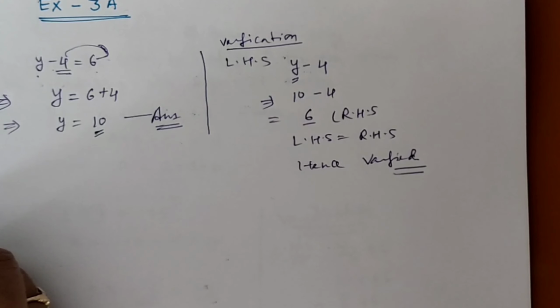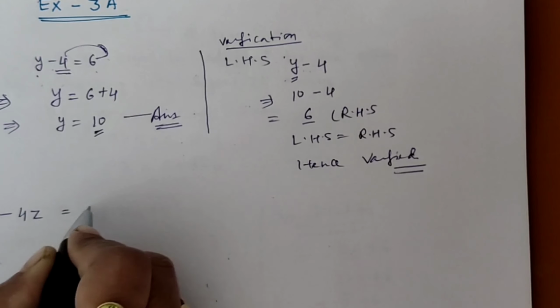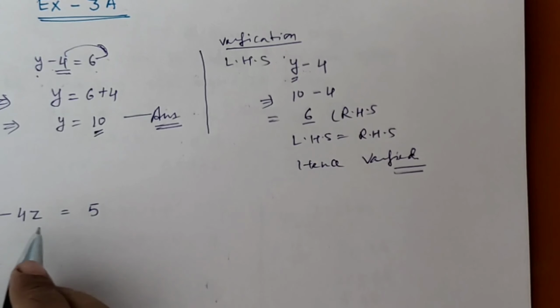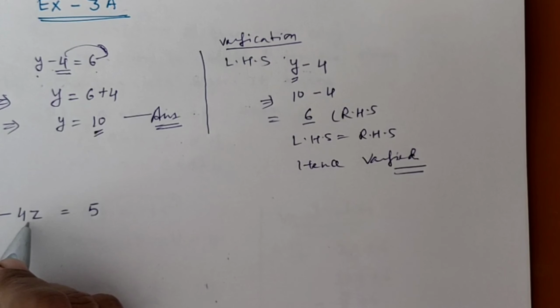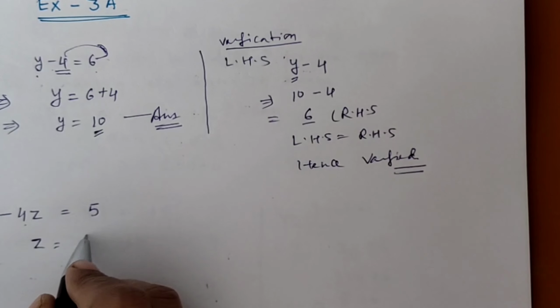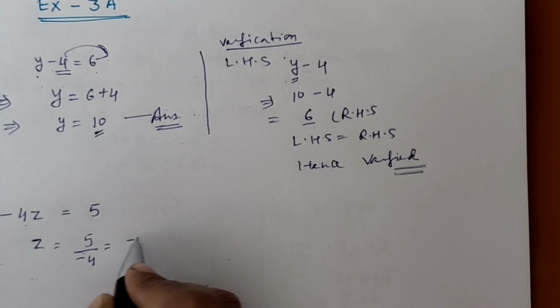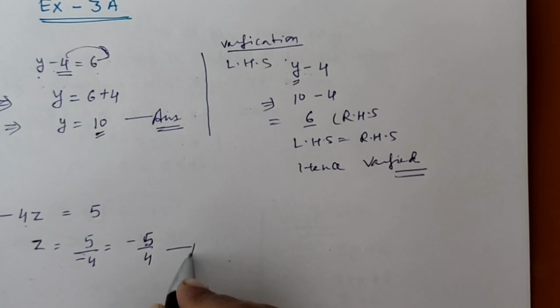Now one more question you can see, question number 9. I am telling you, minus 4z is equal to 5. So it is in multiplication, again using the rule of transposition I will shift this minus 4 to this side. Since it is in multiplication, on transposing to the other side it will come in division: 5 by minus 4, or you can write it as minus 5 by 4. So this is your answer.